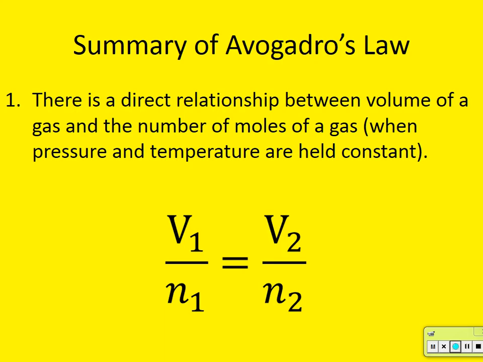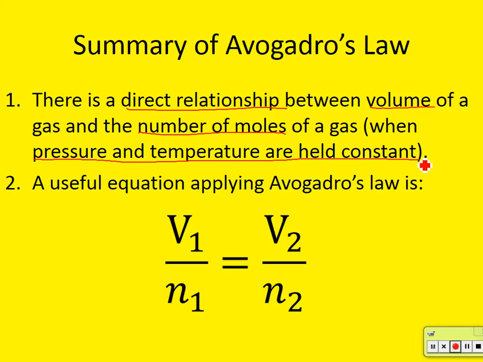Okay, a summary of Avogadro's law, and then we'll go through a practice problem after this. Summary, number one, it says there's a direct relationship between volume of a gas and the number of moles of a gas. So there's a direct relationship between volume and moles. Now, of course, this is only true when pressure and temperature are constant. You can't be changing the pressure and temperature at the same time you're doing this.